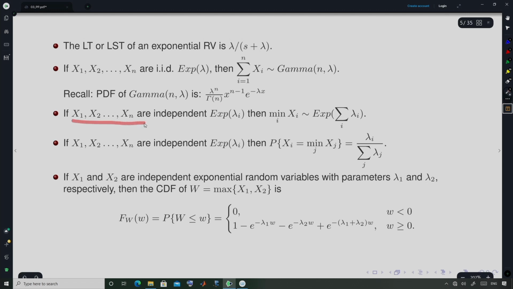And if you have independent exponentials with parameters lambda i, it is not IID, they are just independent, these n random variables are independent, then the minimum of these xi's would be exponential with parameter the sum of lambda i. So, this is also an important property. All these properties are what we will be using and seeing.